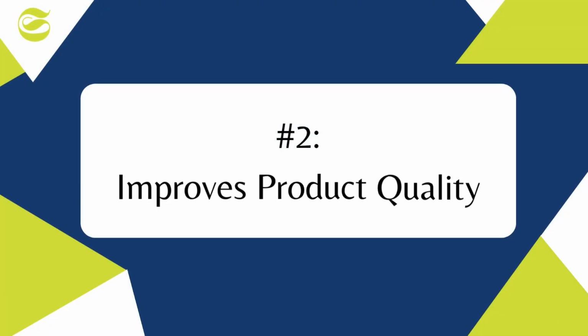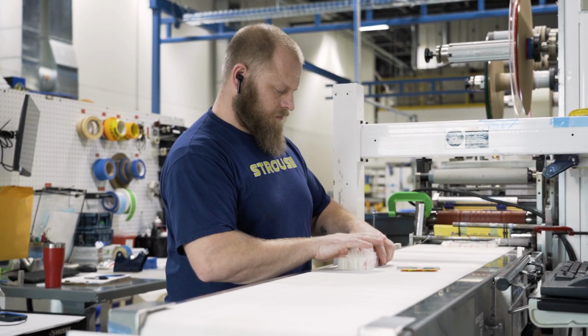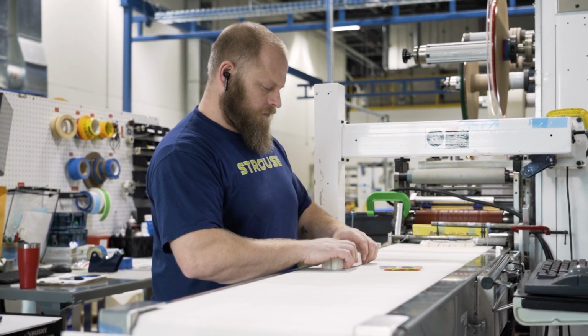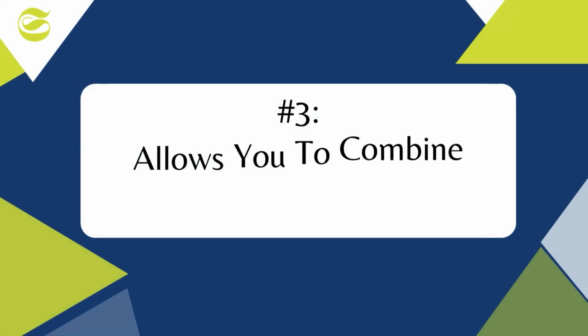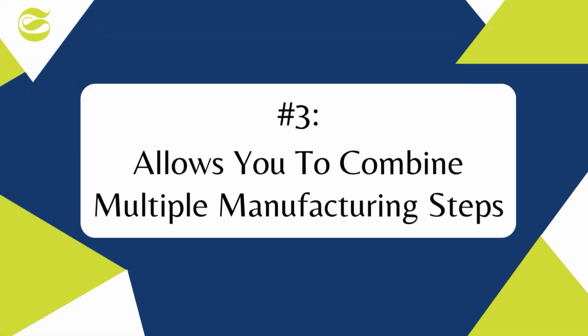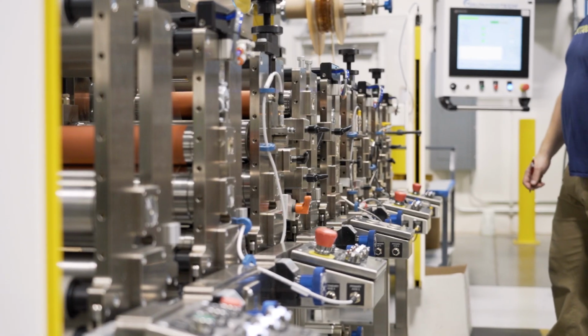Second, it improves part quality by standardizing the production process, by creating consistent, repeatable parts that meet your tolerances. All this helps reduce the time you might spend reworking your part or going through quality issues that you might find on your parts. Third, die cutting helps you combine multiple manufacturing steps in one process, enabling one-pass productions.